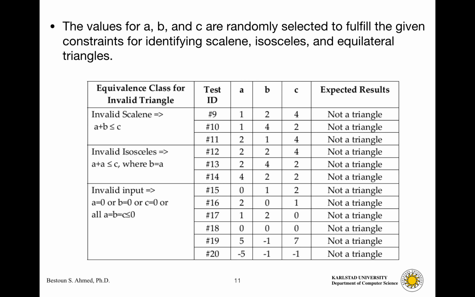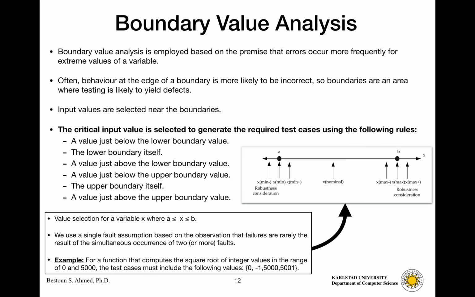And then we can design test cases for an invalid triangle, for example, with a set of inputs. For example, we can enter -1 and see what happens for invalid input. Or you can say that A equals 0 or B equals 0 and so on.